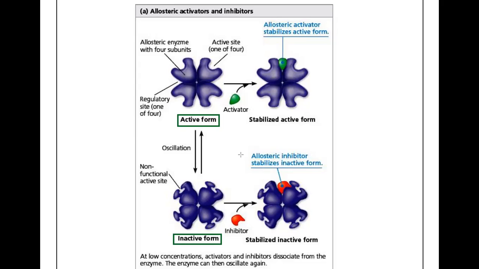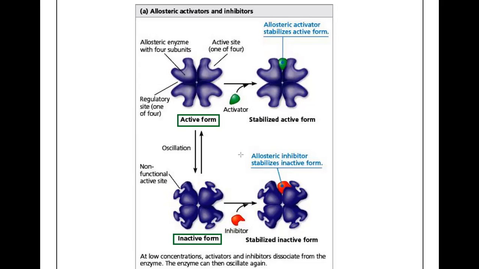When it comes to the active form, in the regulatory site, who binds? Activator binds. One regulatory site is enough. When the activator binds, then it will stop its oscillation nature. Understood?